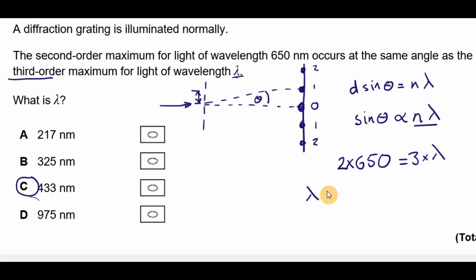So therefore my new value of the wavelength is 2 over 3 multiplied by 650. Put that into my calculator, and lambda comes out to be 433 nanometers. Answer C.